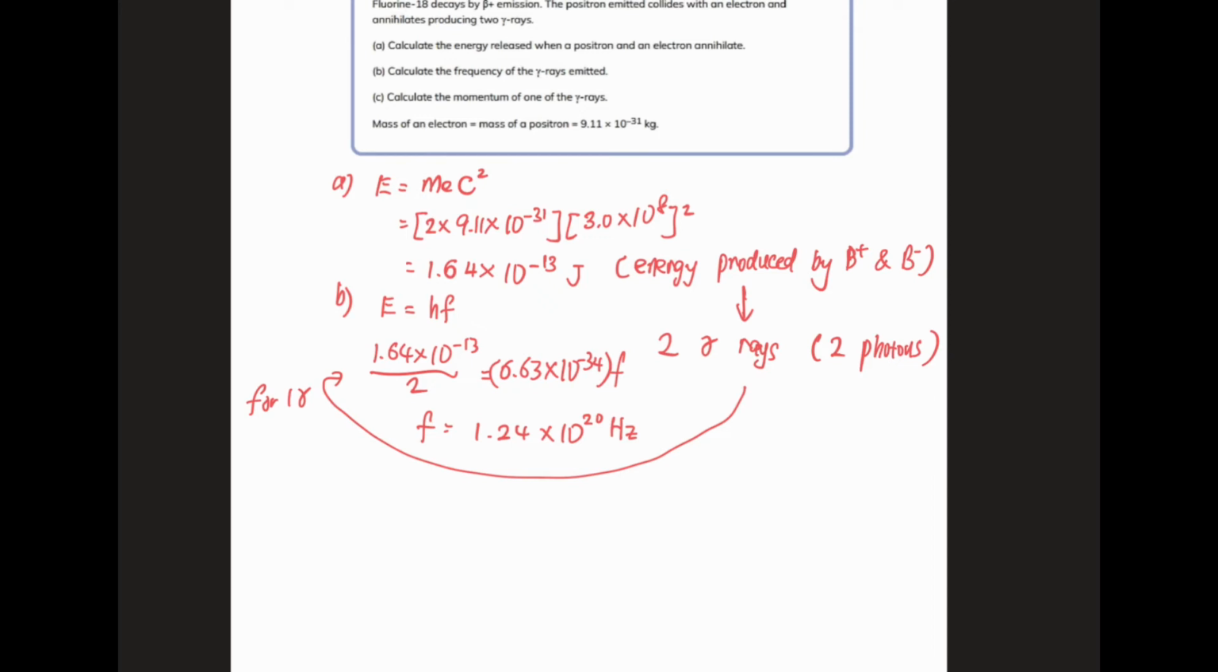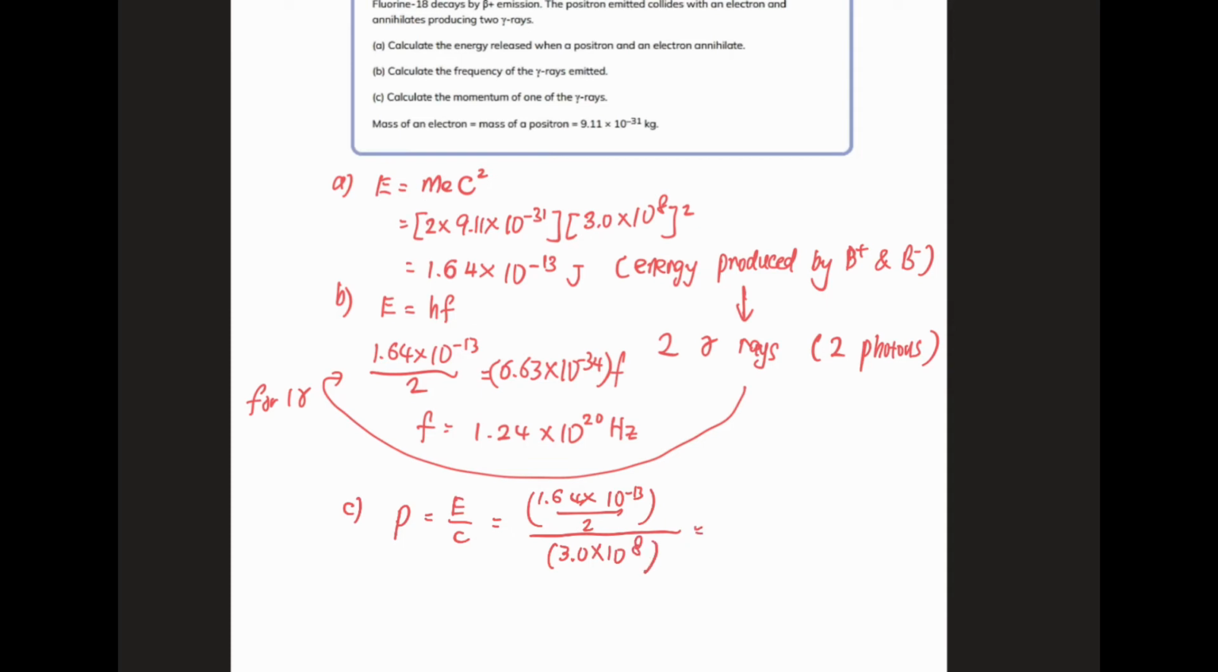And then let's move on to part C. Calculate the momentum of one of the gamma rays. So to count the momentum, we use P equal to E over c. So the energy again is half. So we take the 1.64 times 10 to the power of negative 13 divided by 2 again, and then divide by the speed of light, 3.0 times 10 to the power of 8.